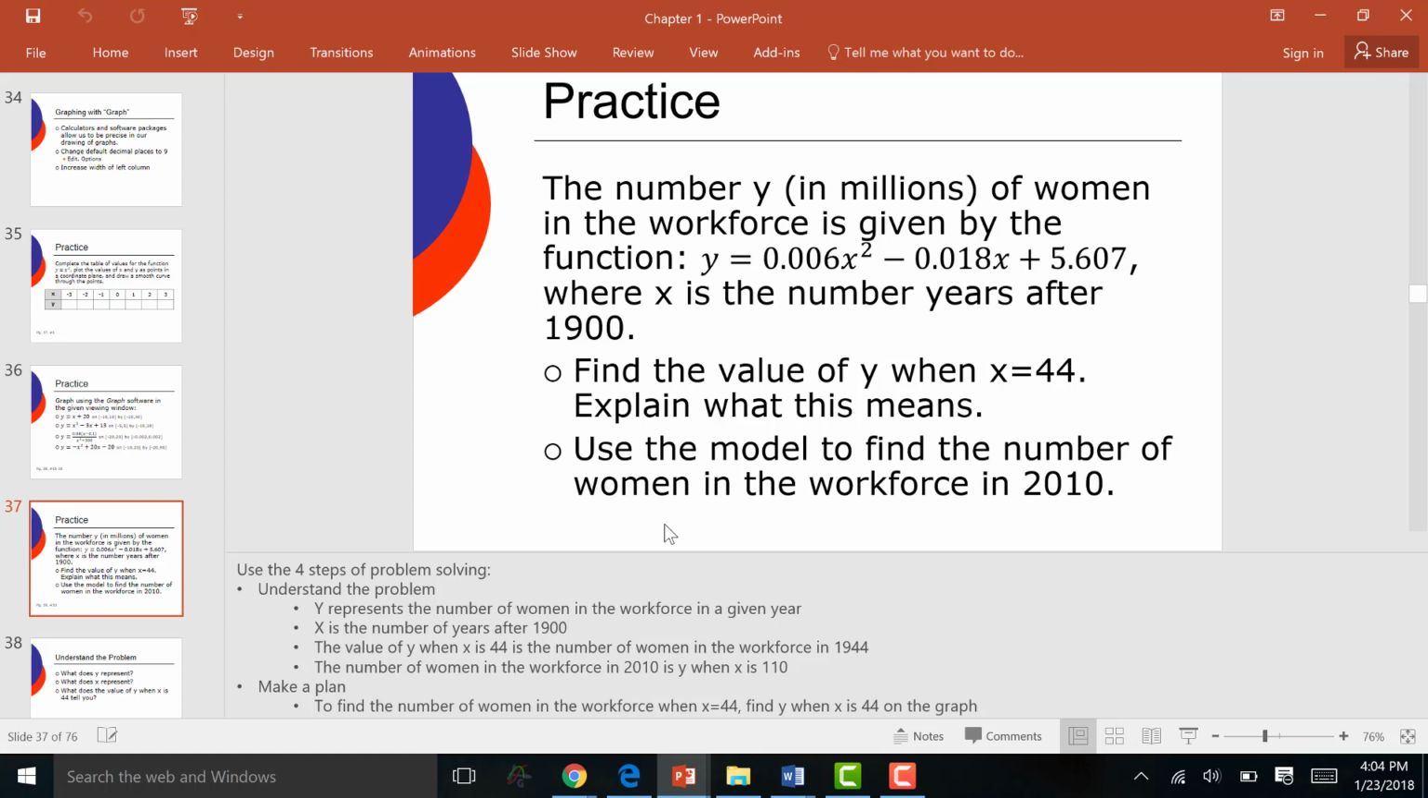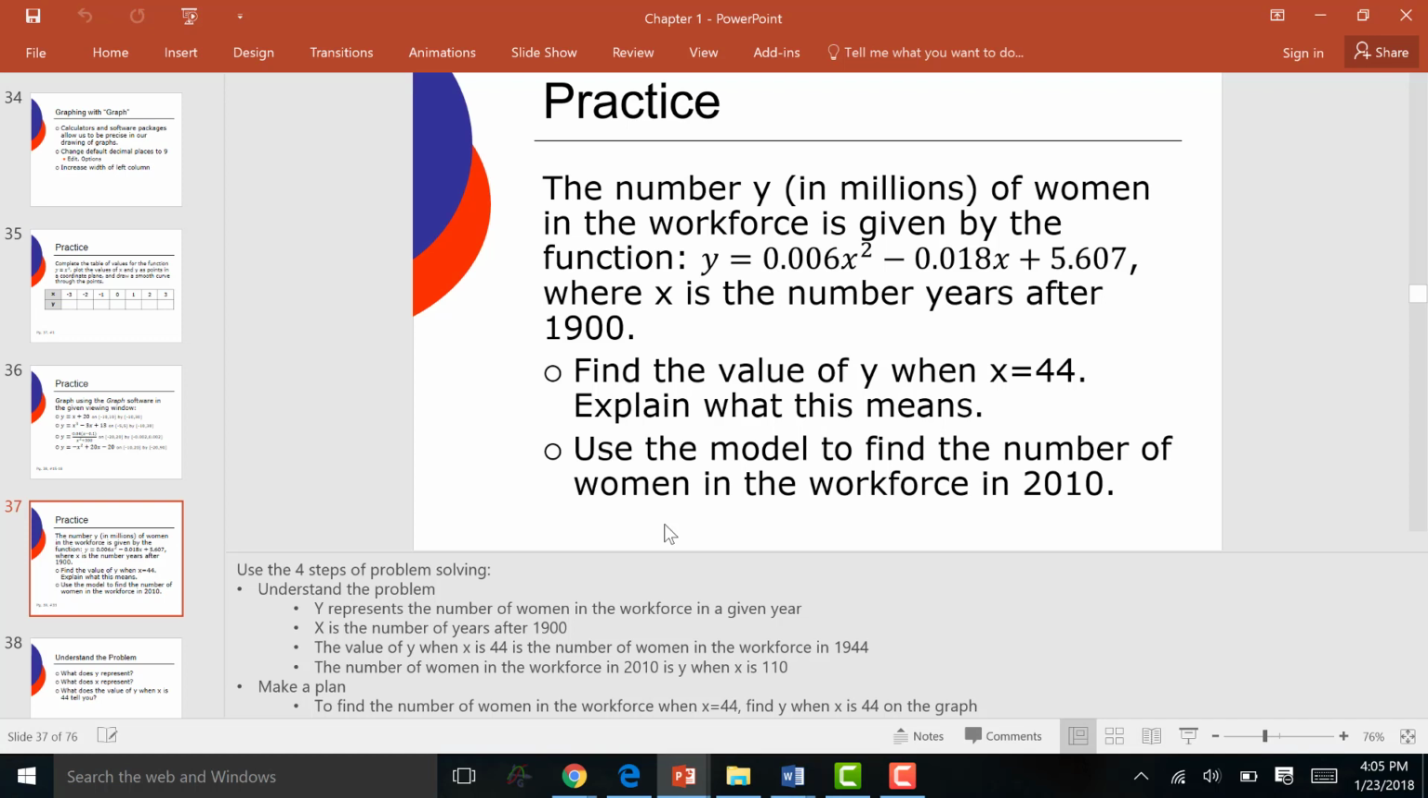All right, let's read. The number y, meaning y is representing a number in the millions of women in the workforce, is given by the function y equals 0.006x to the 2 power minus 0.018x plus 5.607, where x is the number of years after 1900. Alrighty, do we understand the topic? Sometimes you have to read things multiple times, but I just want to make sure. What's the topic that we're talking about now?